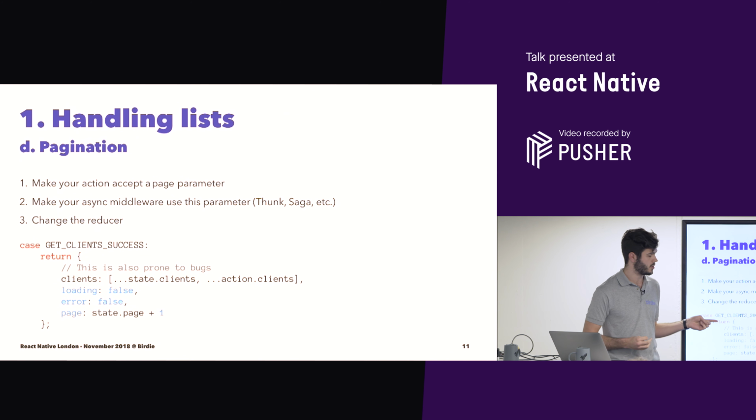By the way, this is very error prone, because let's say that your user has a very bad connection and is trying to use your infinite scroll a lot. You might end up fetching the same page over and over again, and then just concatenating that huge list, so you might have duplicates. It's very error prone, basically. And then you can just increment your page number in your state.